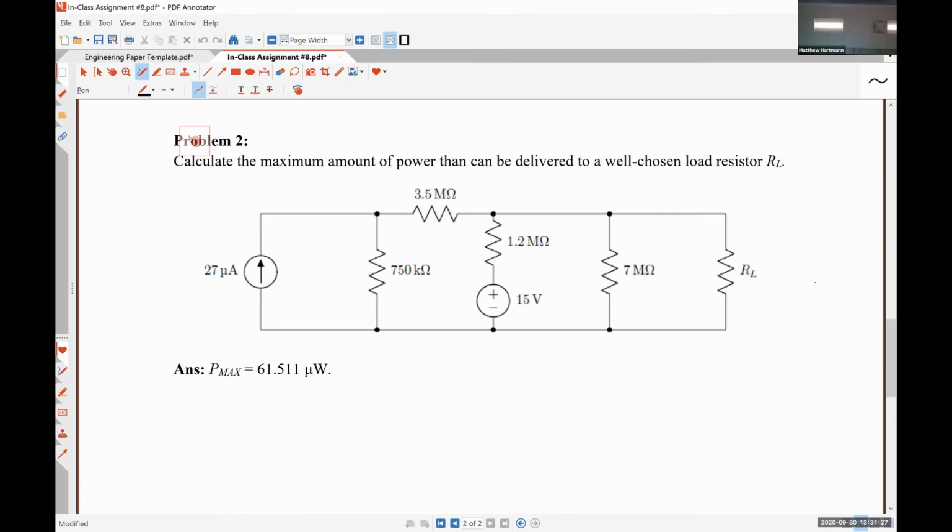So the lecture material was all about what's called source transformation. Being able to convert a practical current source, which is an ideal current source in parallel with a resistor, into a practical voltage source, which is an ideal voltage source in series with a resistor. So you can convert practical current sources into practical voltage sources, and vice versa.